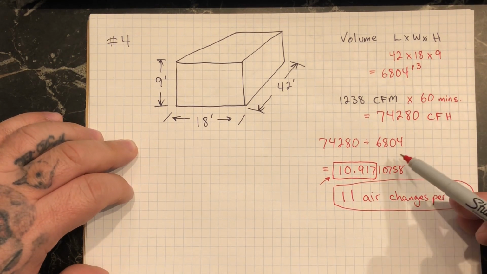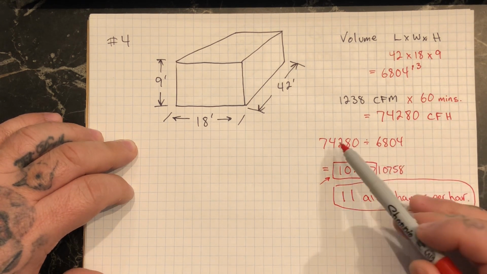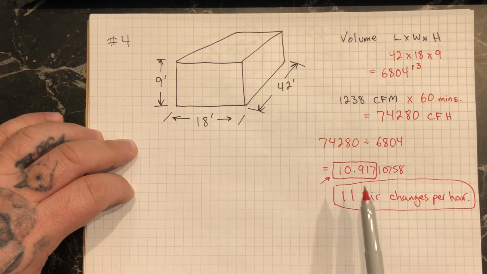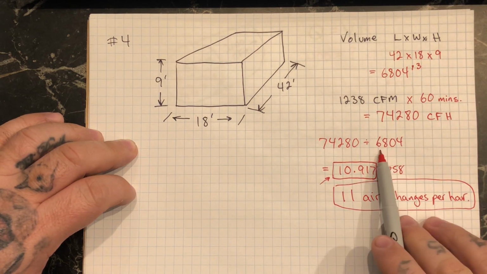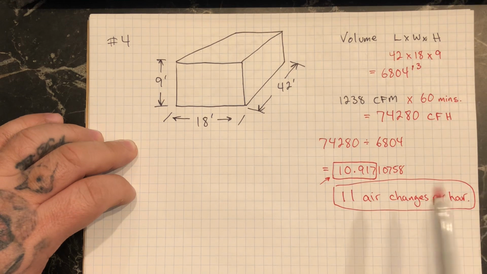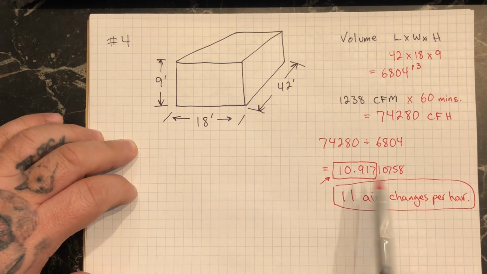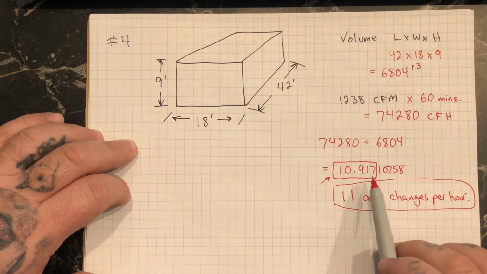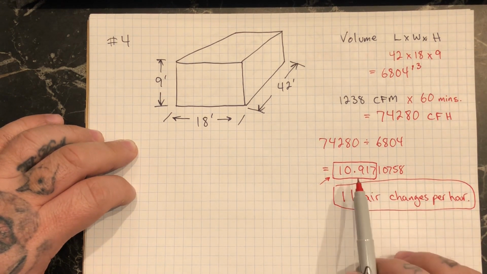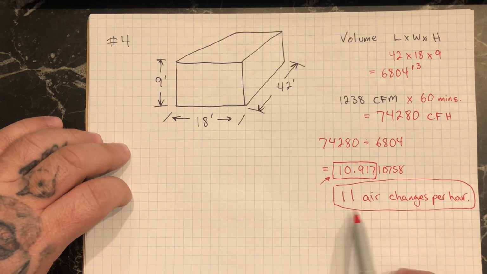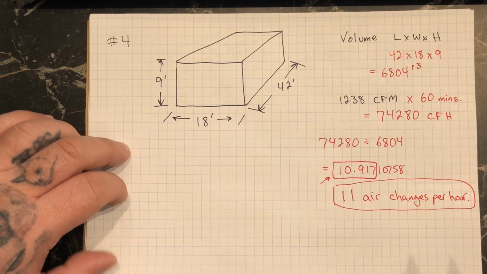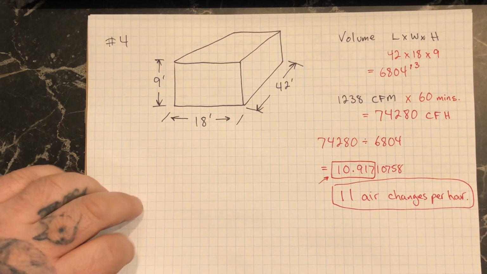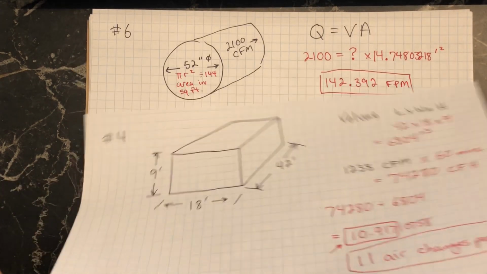Now how many times does the volume of the room go into that cubic feet per hour? So it's 74,280 divided by 6804, which gives us 10.917. This is the full decimals, but it's just asking for the closest three decimal places. So just about 11 air changes per hour. So 10.917 air changes per hour. All right. Moving on to number 6.